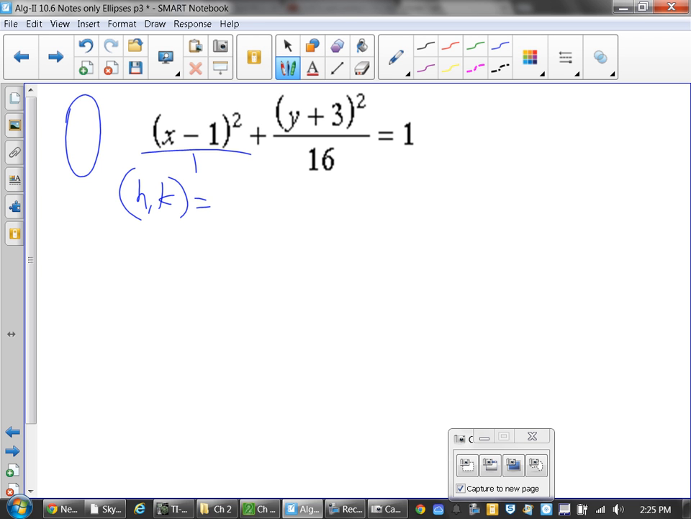Where's your center? I didn't even miss a step. I was all over it. One negative. Oh, wait, K minus. Oh, that's X. What's a squared?